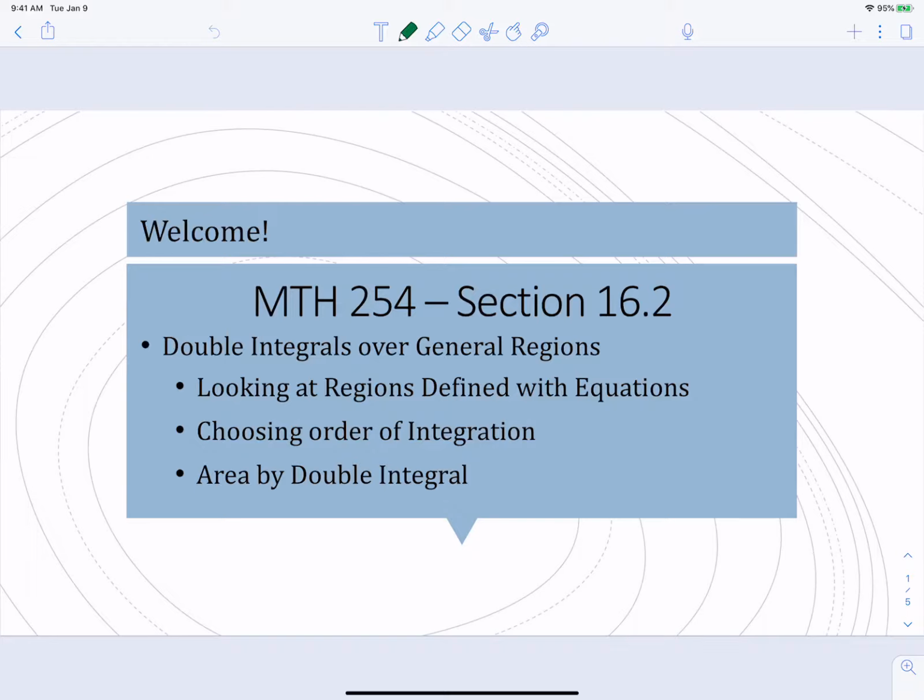We're going to look at regions that are defined with equations. We're going to then choose an order of integration because sometimes it's going to be easier for us to integrate with respect to x first versus y. Sometimes that's going to have to do with the surface that we're integrating over. Sometimes that's going to have to do with actually the region that we have and how easy it is going to be to set up the integral over that region. And I have the area by double integral. I think we're going to look at that one in class.